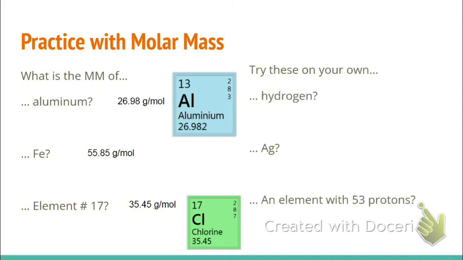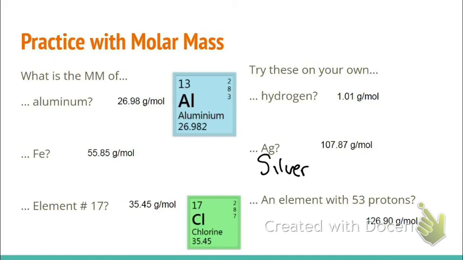So I have a few for you to try on your own. Feel free to pause the video, and then I'll go over the answers. All right, so here are your answers. Hydrogen has a molar mass of 1.01 grams per mole. Silver, that's Ag, if you wanted to know, has a molar mass of 107.87 grams per mole.